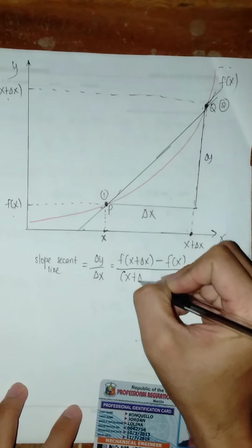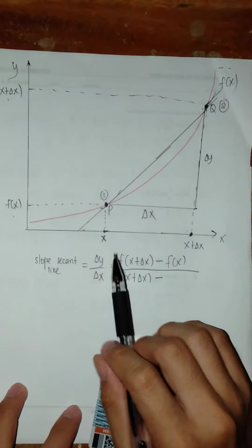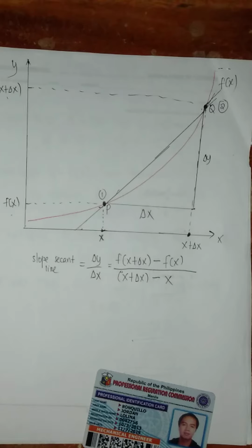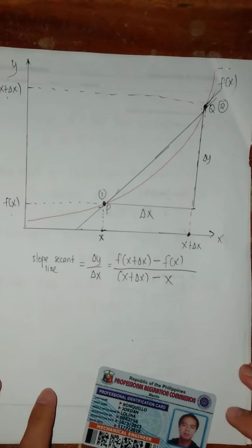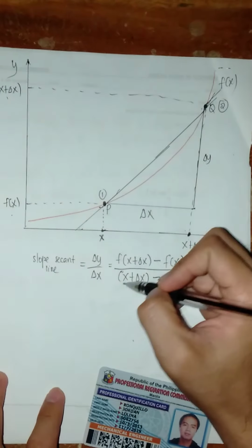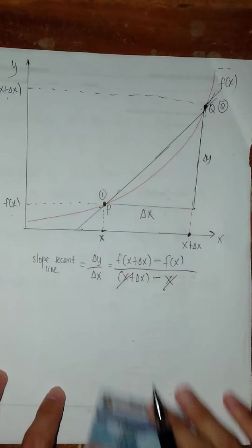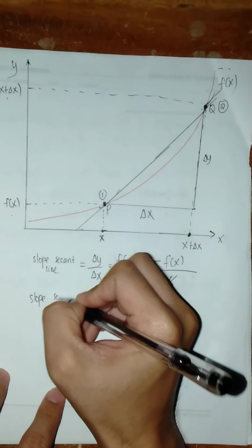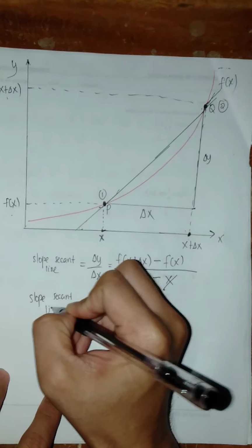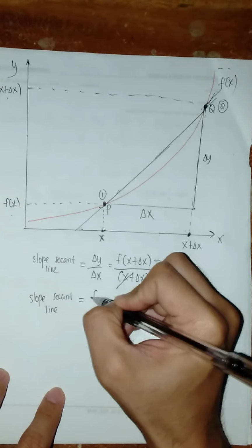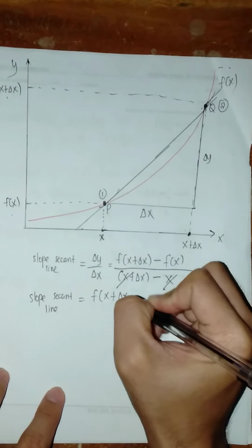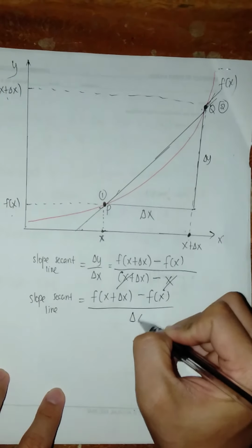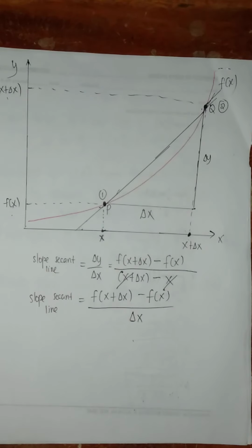X plus delta x minus x1, which is the point P, x. Clear? Then, if we notice, something cancels. So we cancel out this x and this one. What remains is this: the slope of your secant line is equal to function of x plus delta x minus function of x, all over delta x. Right?